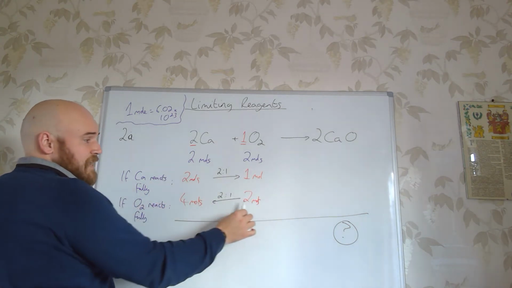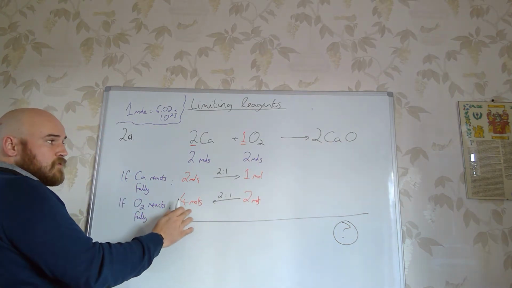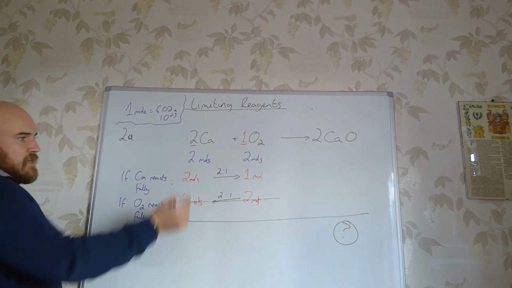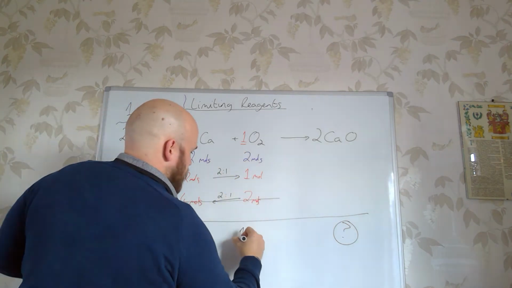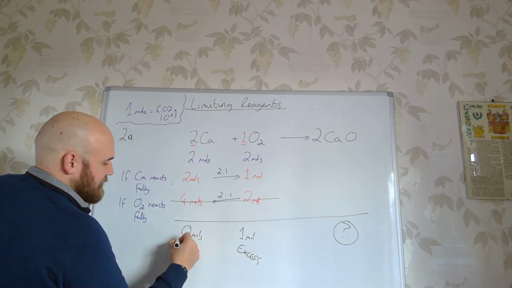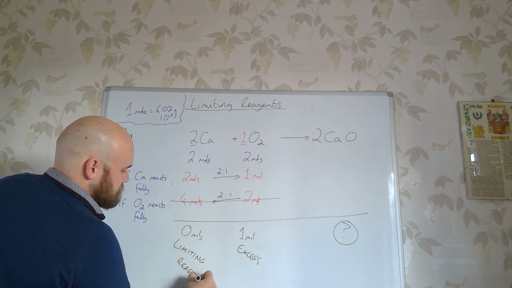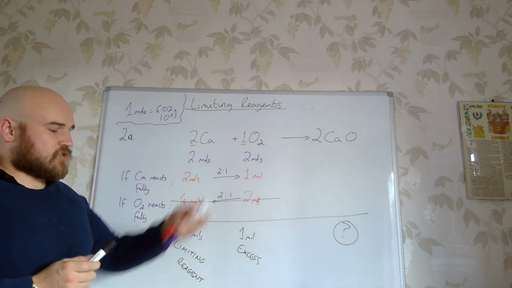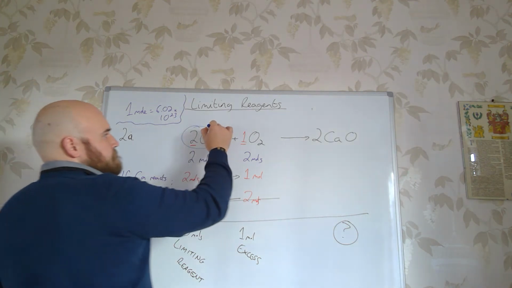Let's just prove that the second one doesn't happen. 2 moles of this, so that's all of this to react, would need 4 moles of calcium. Do I have 4 moles? No, I don't, so I'm going to cross that out. So 2 minus 2 is 0, 2 minus 1 is 1. I can clearly see that is in excess, and this is limiting. The reaction will finish once all the calcium has reacted, because I've still got some oxygen left over. So now I know what my limiting reactant is, which is that.